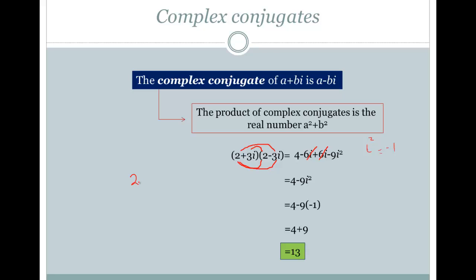So complex conjugate, again, I showed you one up there, but if I had 2 minus 3i, the conjugate of that is 2 plus 3i. I'm just going to take the sign and switch it. That's how I find the conjugate.